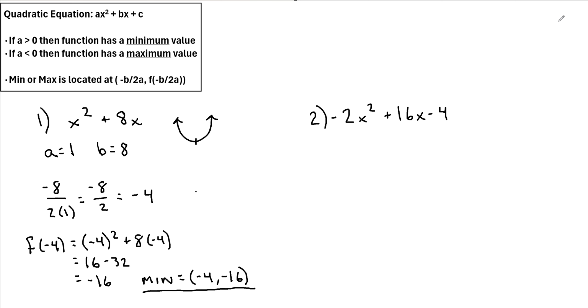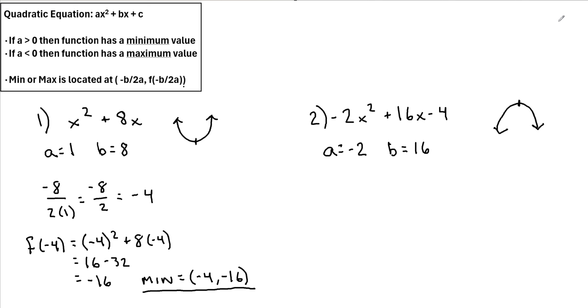So let's check out this second example. We have negative 2x squared plus 16x minus 4. So once again, let's identify our a. Our a is the leading coefficient, so that's negative 2. And b is the value in front of the x, so that's 16. And because our a value is less than 0, we know that this function is going to have a maximum value. So if we were to plot this on a graph, this function would look something like this, where there's a point that is the maximum value.